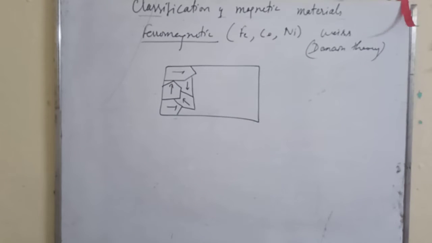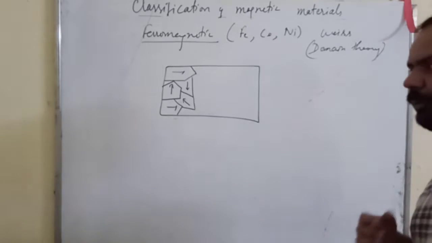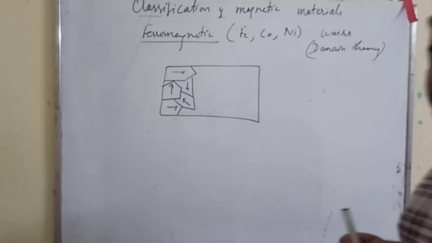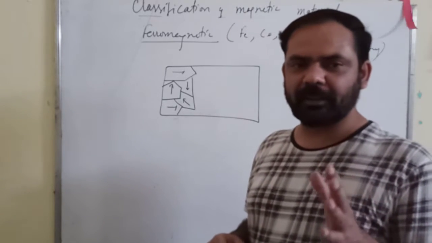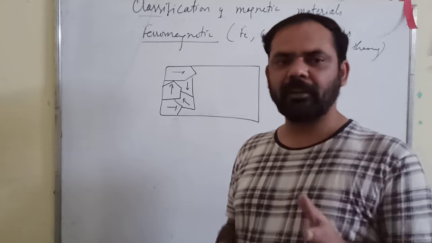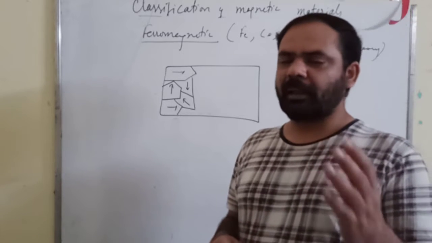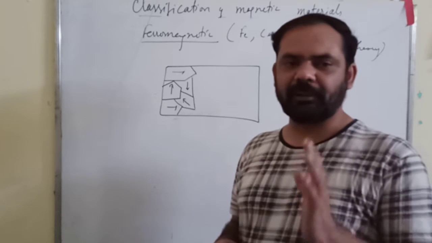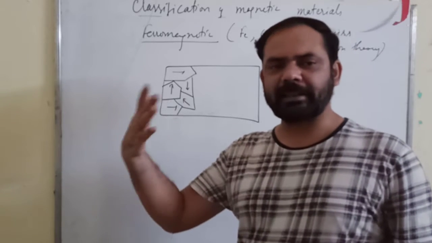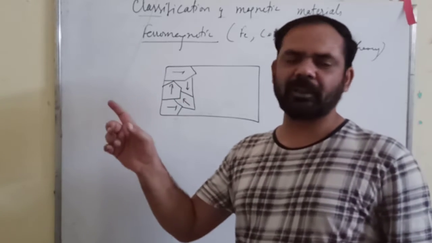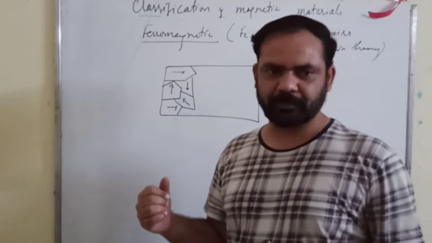Sir, can you please again repeat the definition of ferromagnetic? I was disconnected. Sure. Ferromagnetic materials are those which get strongly magnetized along the direction of magnetizing field. The field which is magnetizing the material, along that direction they get strongly magnetized.